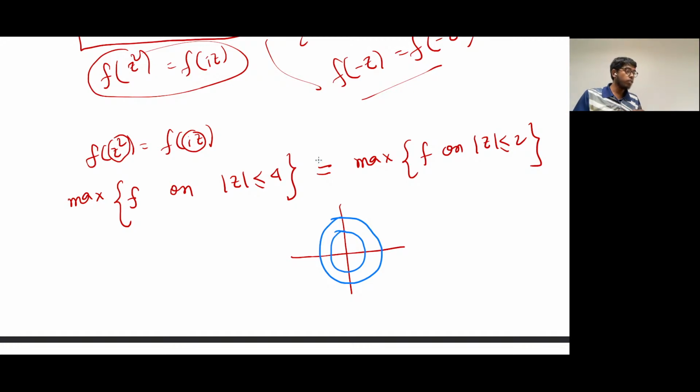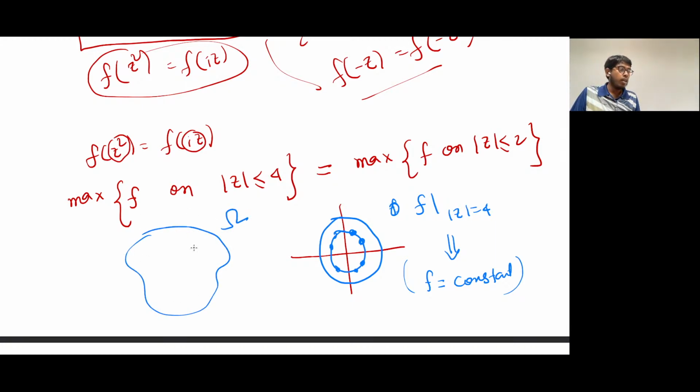If I restrict f on mod z equals 4, then this says that f has a maximum value inside. And from the maximum modulus principle, f is a constant function. What is the maximum modulus principle? It says that if f is analytic on omega and the maximum lies inside the domain at z naught, then f is a constant function. So the maximum cannot lie inside the domain. Therefore f is a constant function.